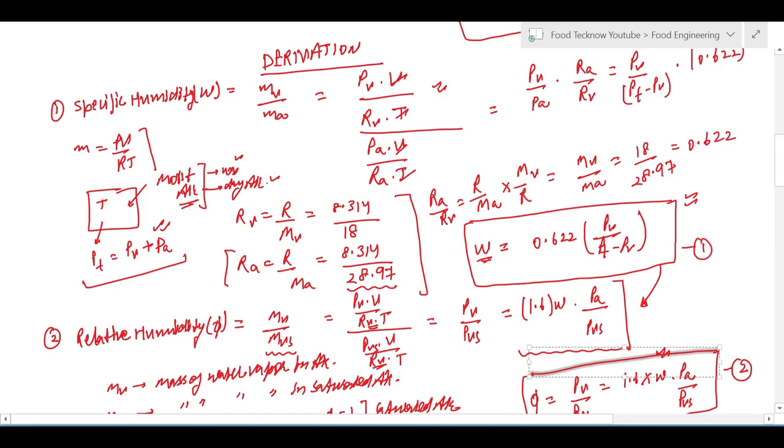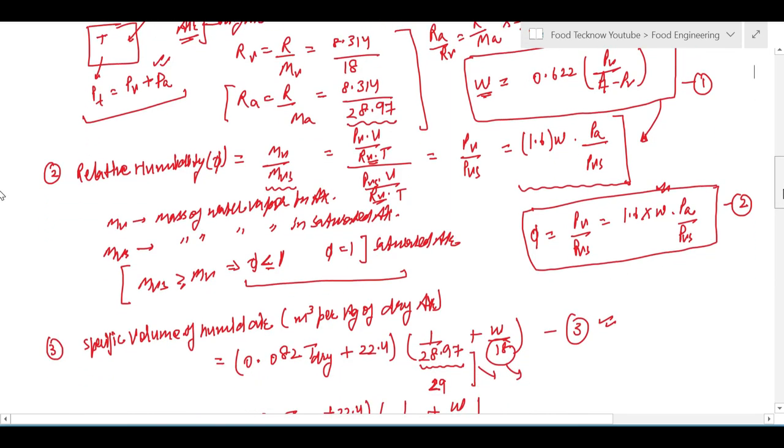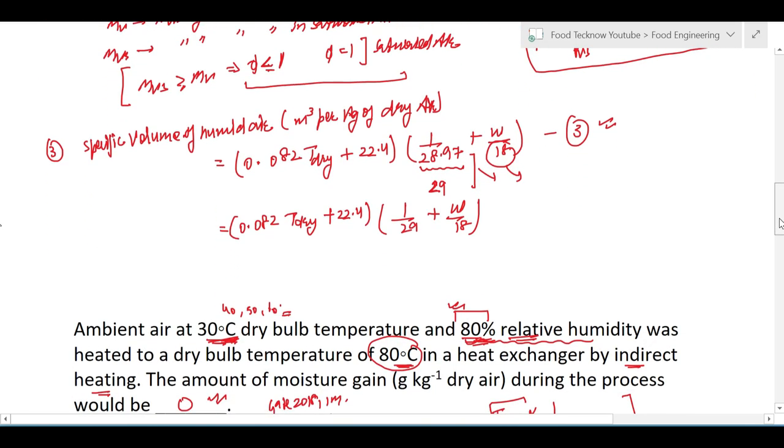And then we looked at the formula for the relative humidity. The formula is mv divided by mvs. I hope this was easy to understand that the RV in both the cases are the same. So the final formula that we derived here is PV by PVS, that is 1.6 into W into PA divided by PVS. And the next formula we looked at was the specific volume of humid air.